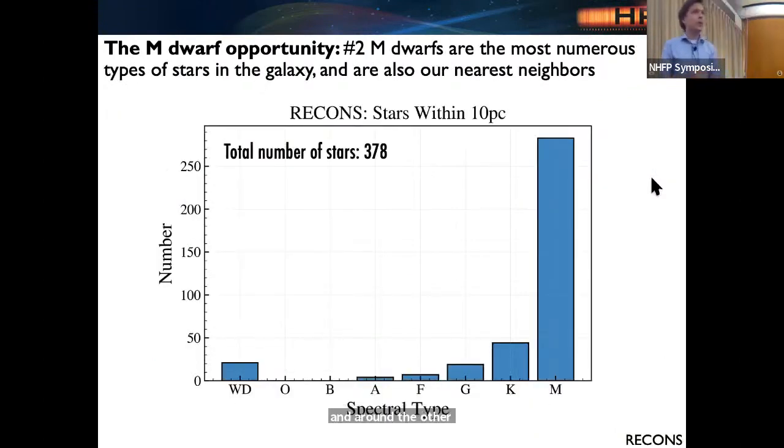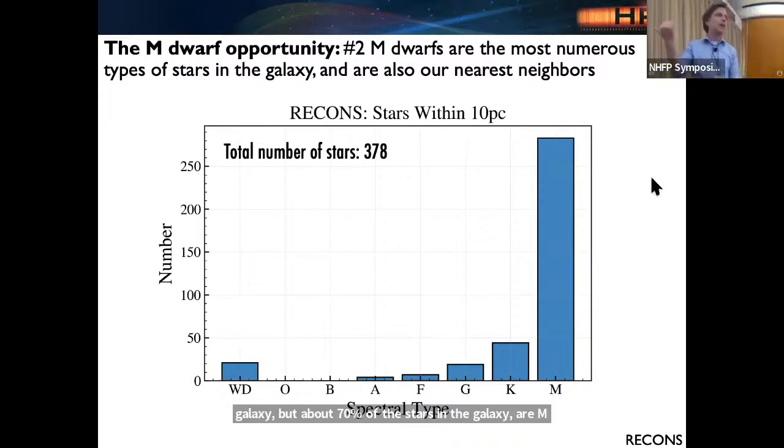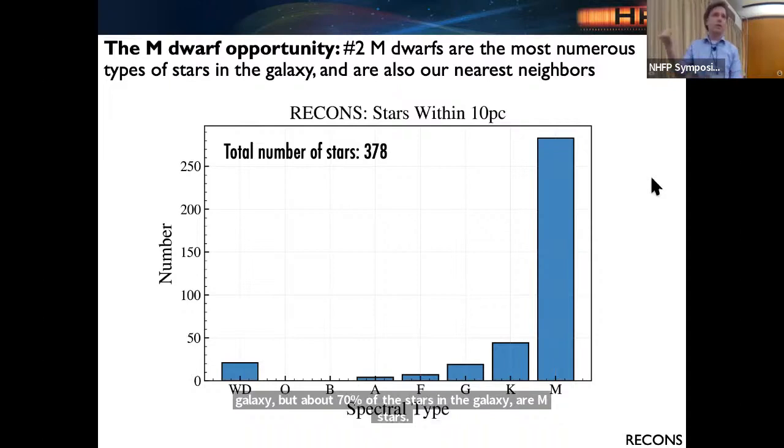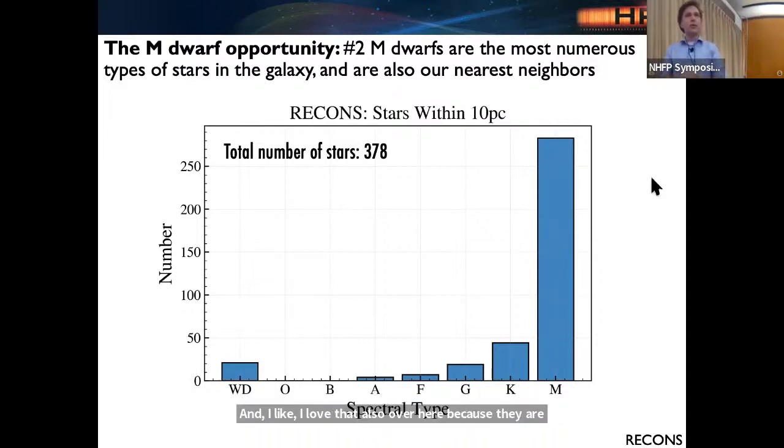Another reason why M-dwarfs are really exciting for detecting planets is that they are numerous. M-dwarfs are the most numerous type of star in the galaxy: about 70% of the stars in the Milky Way are M-stars. And I like highlighting that because they are so numerous, that also means that they are our nearest neighbors.